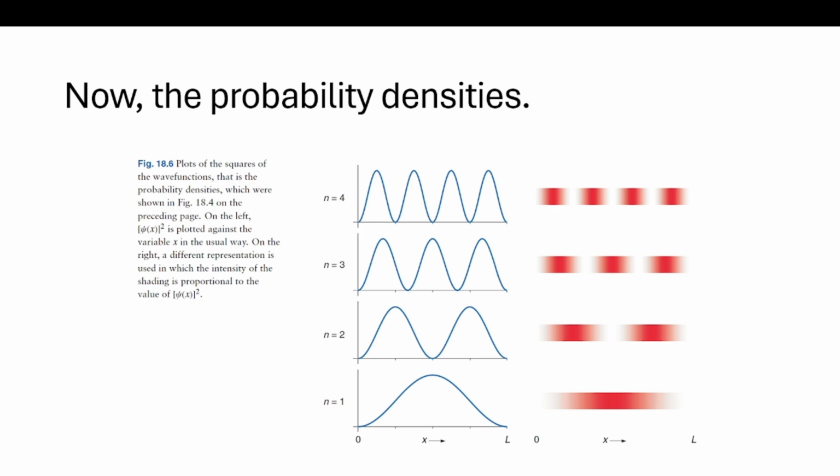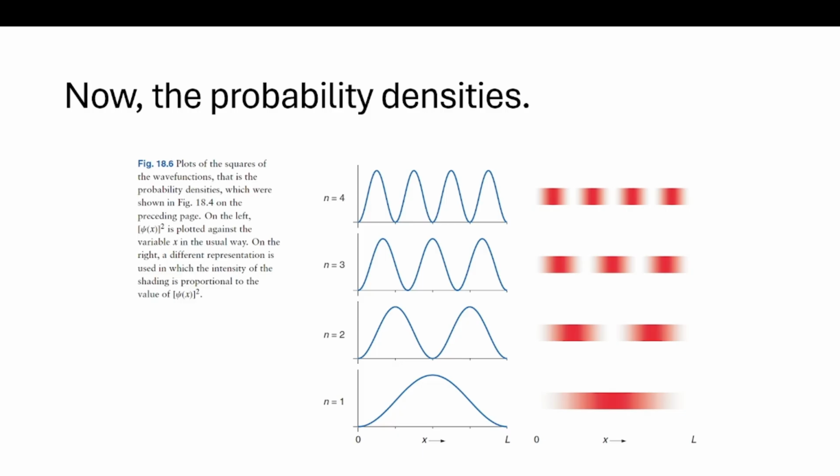Now, if we square these wave functions, well, squaring any real number makes it positive. And since we're dealing with real valued wave functions, our probability densities are going to be all positive, and the nodes are actually going to be retained. And you can see it for these different energy levels.